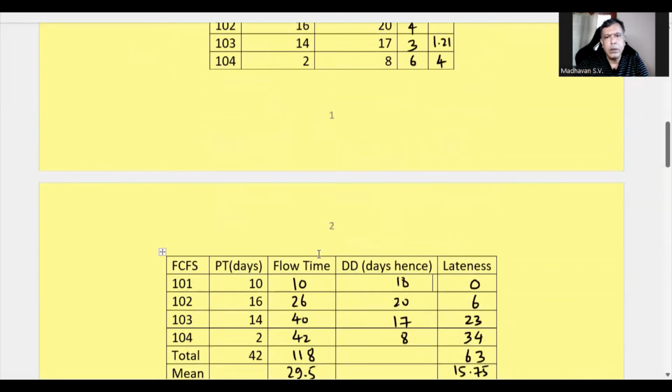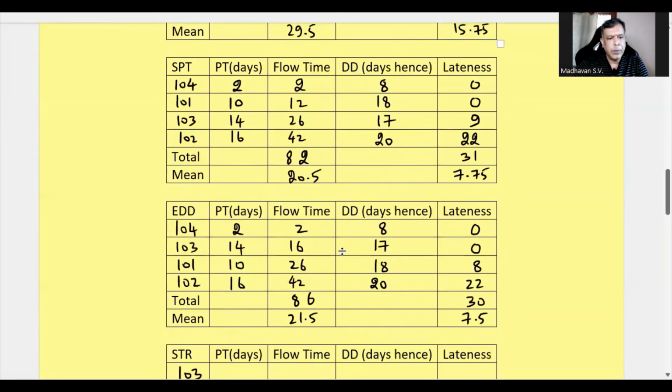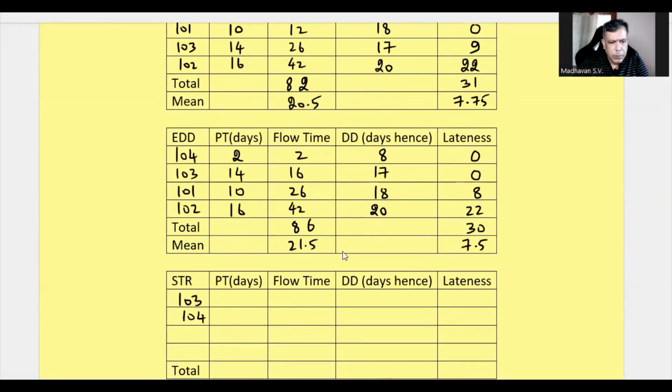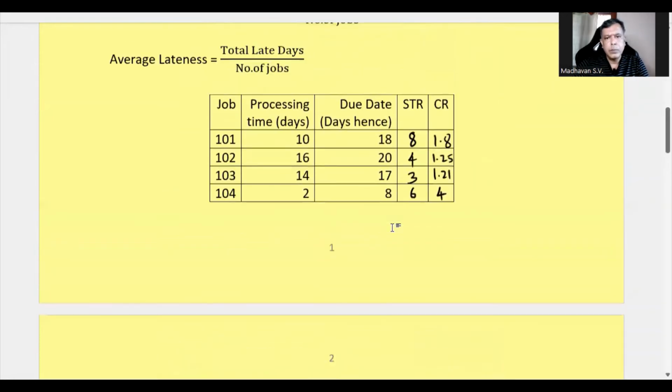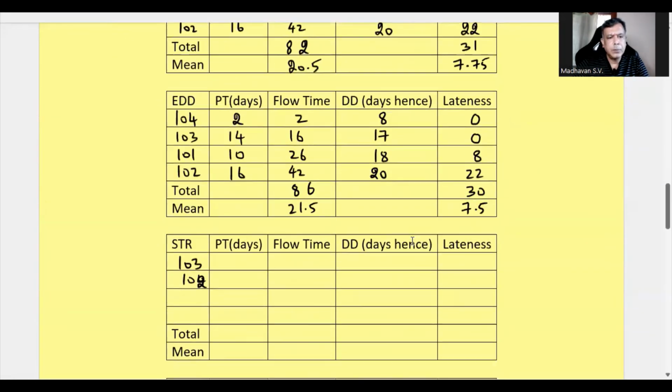One not three, 102. I'm sorry. 102, 104 and 101. Now the processing time of 103 job is 14 days.